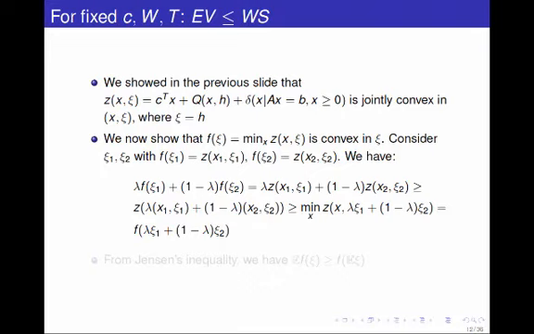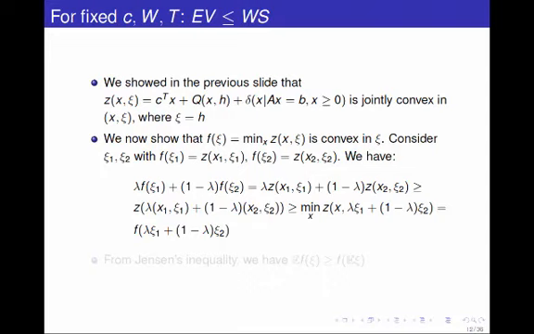By definition, f of psi 1 is the best I can do for input x1 and uncertainty xi1. 1 minus lambda f of psi 2 is the best I can do for uncertainty xi2 by deciding x2. And this inequality follows from the fact, can you see why this first inequality holds? Why this is greater than or equal to this? Right, it's jointly convex in both x and psi.